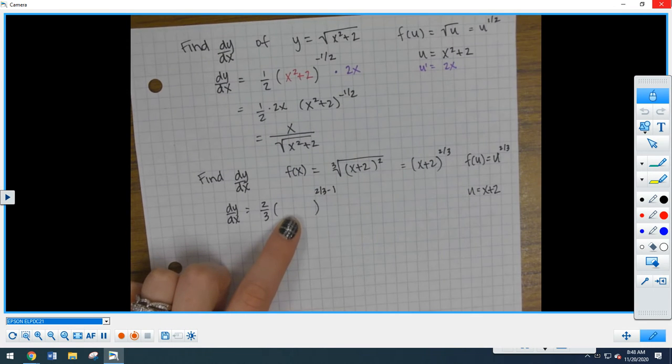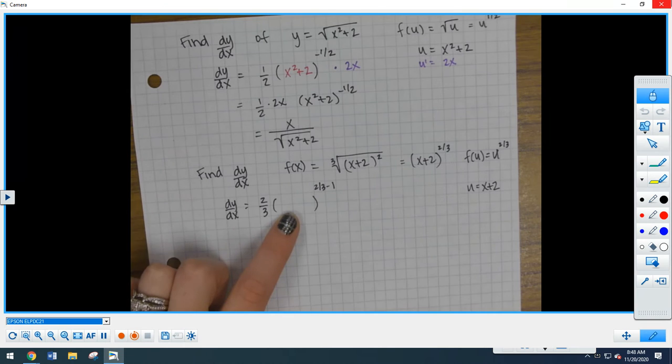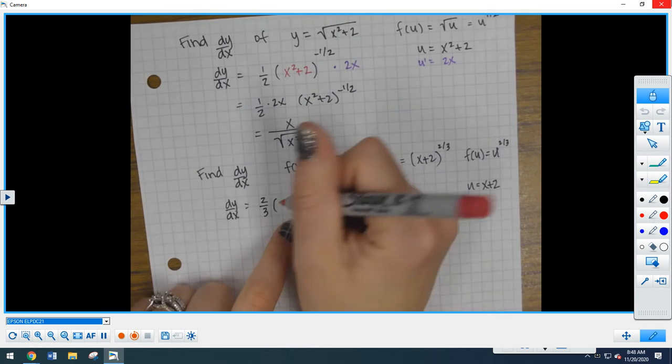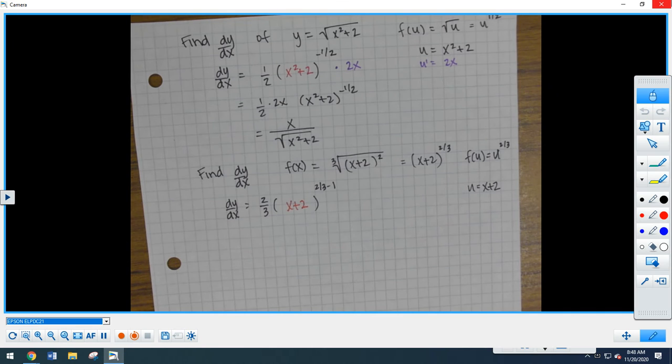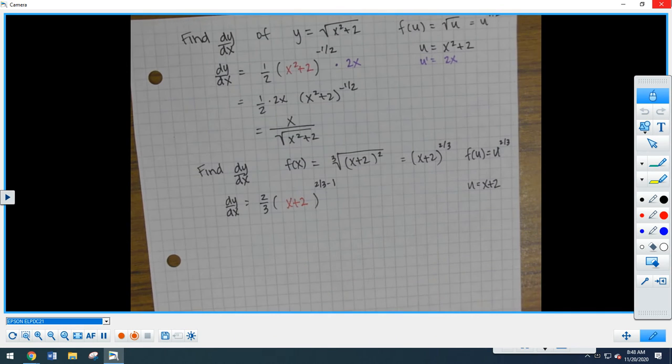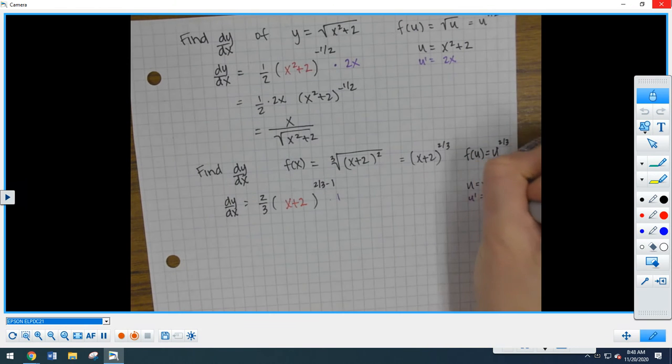2/3 minus 1 is negative 1/3. Just so you know, that's negative 1/3. I'm not going to be lame. I'm going to keep my inside the same. And then I'm going to multiply by the derivative of the inside, which is 1. U prime here is 1.